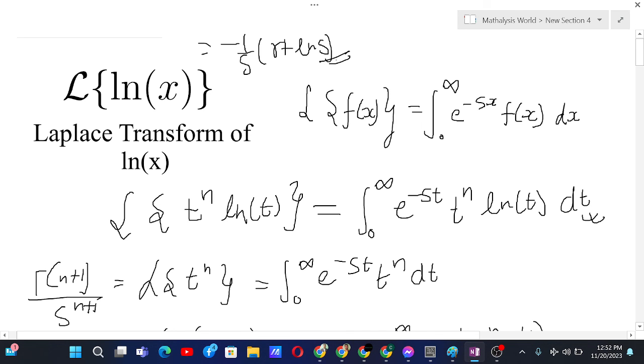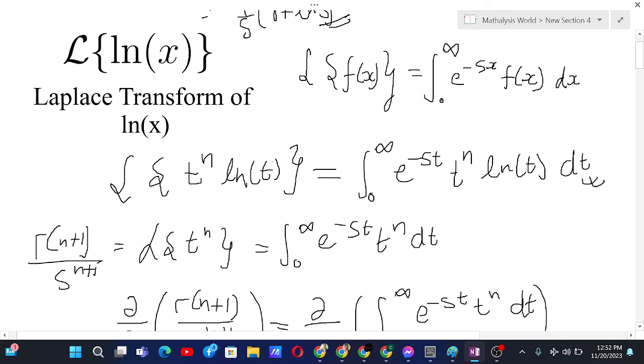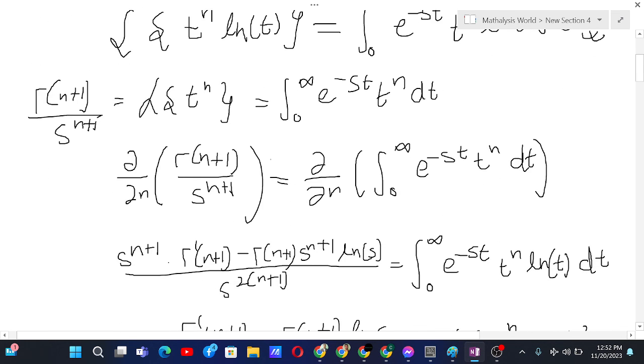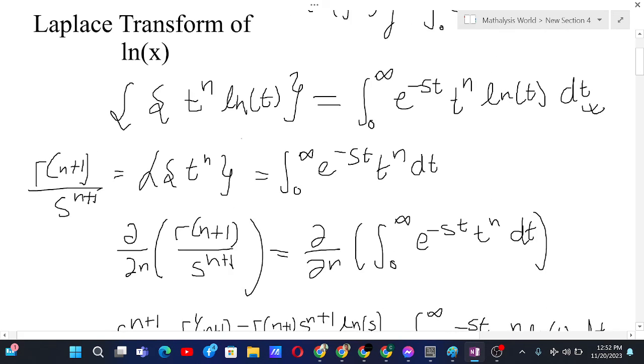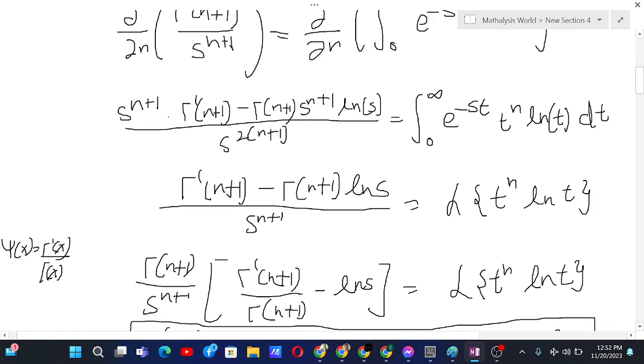Hope you enjoyed this derivation, and hope you got some new insights on new mathematical ideas and how we found the Laplace transform.